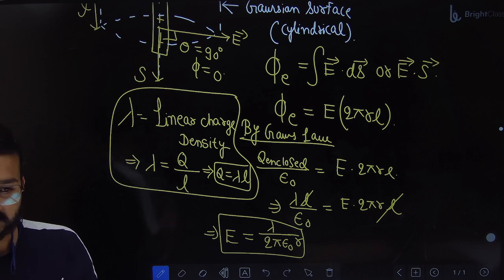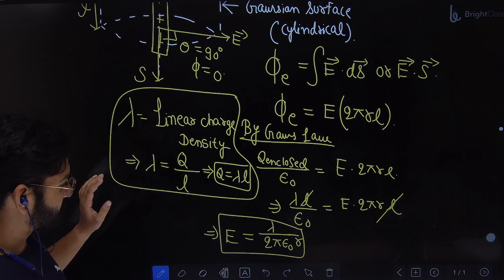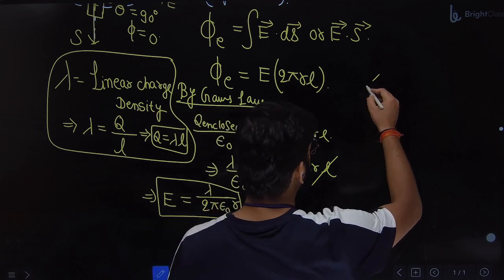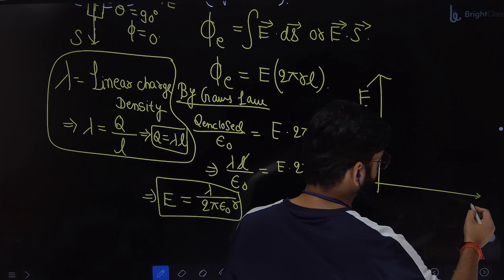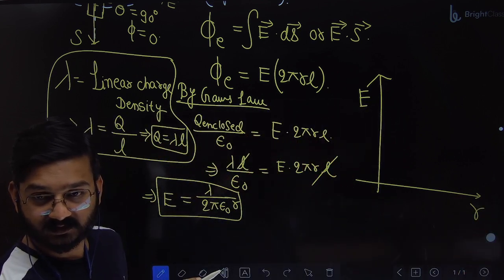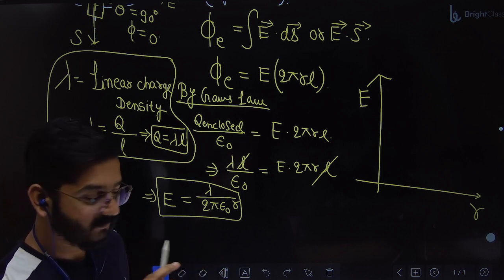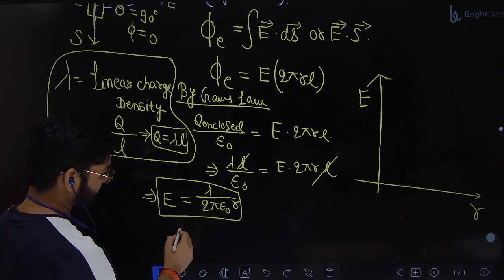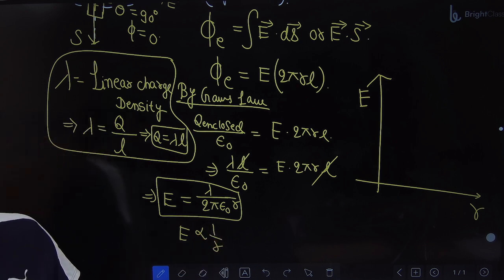Okay? Right? Everyone, anyone copying? Now, let's discuss a graph. If they ask you to draw the graph between electric field and distance, what is our distance? The distance from the charged conductor where you want to find the electric field, or you can say the radius of the Gaussian surface. So if you see the relation, electric field is inversely proportional to R.